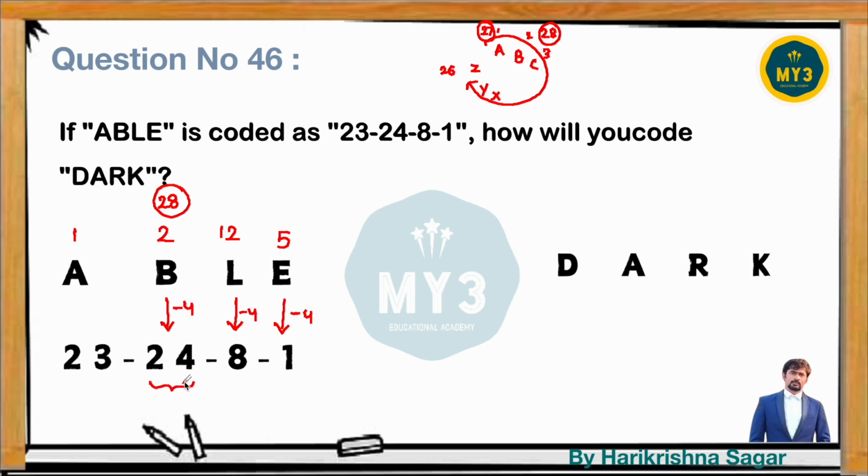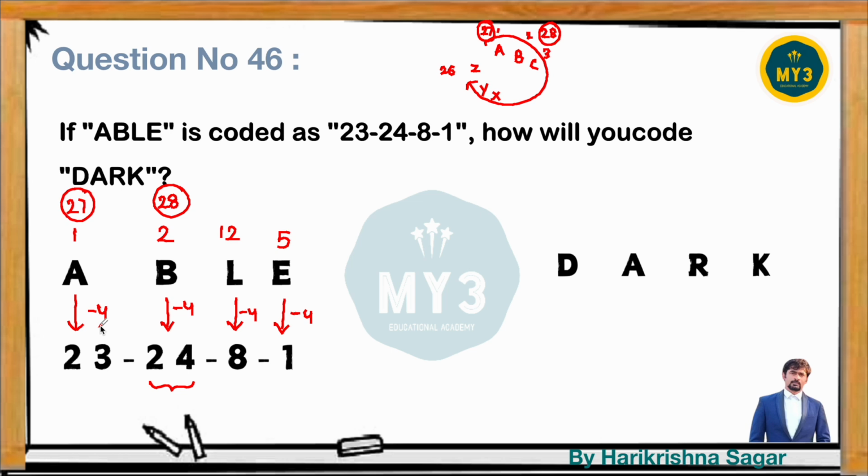That's why they have taken it as 24. And what is A? After Z, the next letter is A, right? So after 26, the next number is 27. So 27 minus 4, they have taken it as 23. So I understand that every alphabet is shifted back by 4 letters.